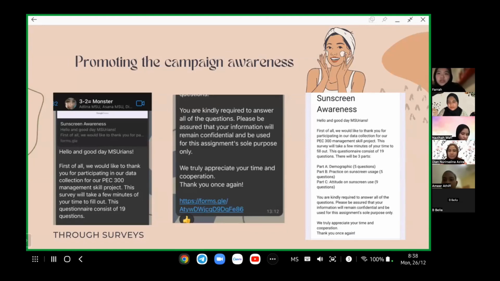Okay, so to promote our awareness campaign, we will promote through a survey, social media such as Facebook, TikTok, and Twitter, and also through posters. The survey will be sent out to the public, students around MSU, and staff of MSU to encourage them to frequently use sunscreen so that their skin is protected from skin cancer and stays healthy. The survey will have a demographic section, practice on sunscreen usage, and attitude on sunscreen use.